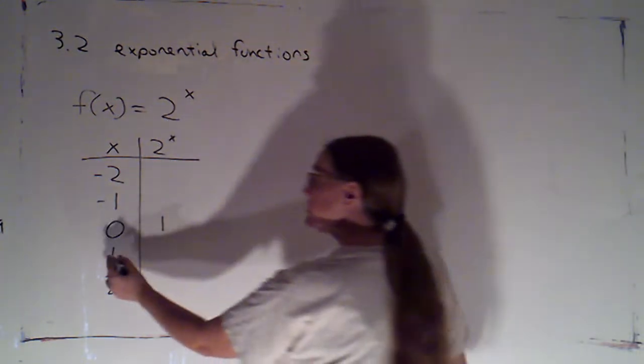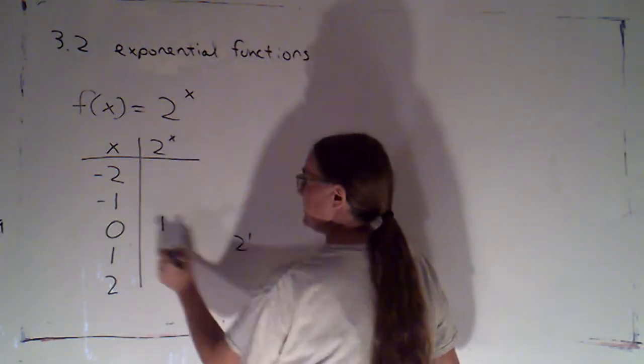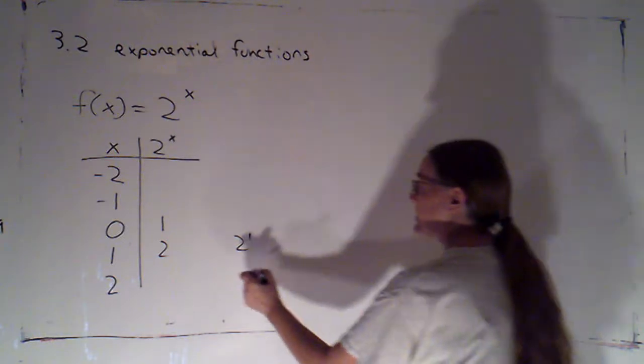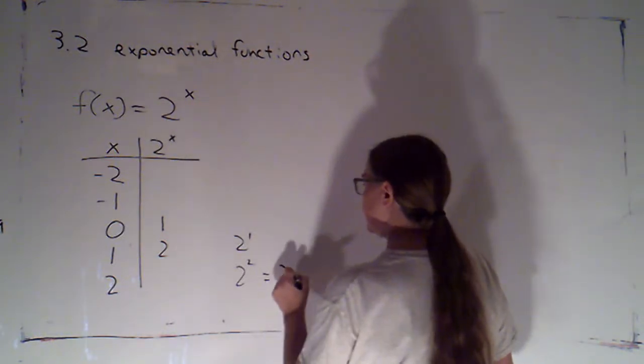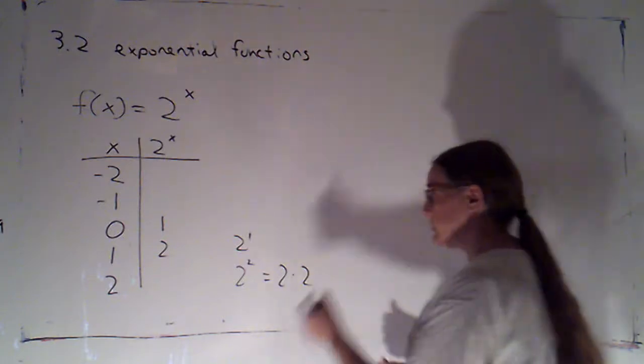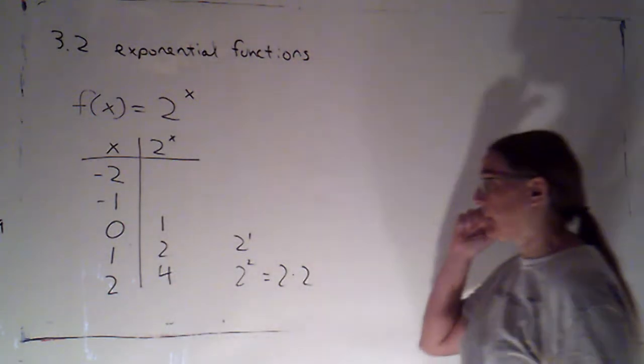Okay, 2 to the first, well, that's just 2. When the exponent is 2, I'm looking at 2 squared. That's 2 factors of 2 multiplied together. 2 squared is 4.